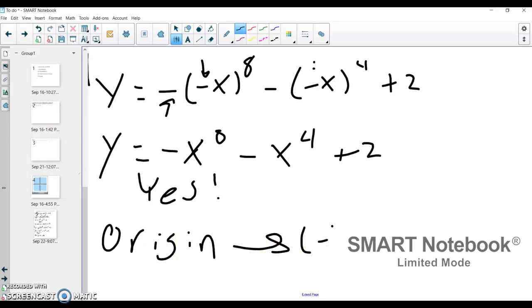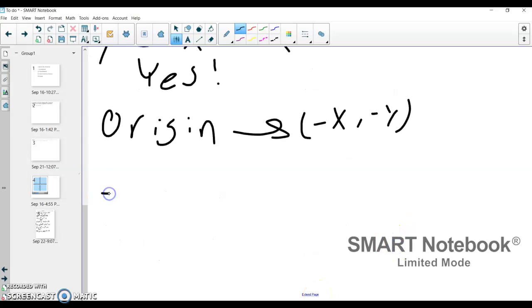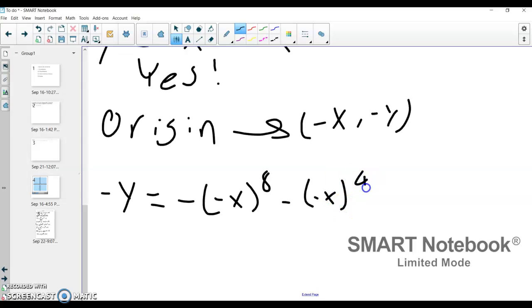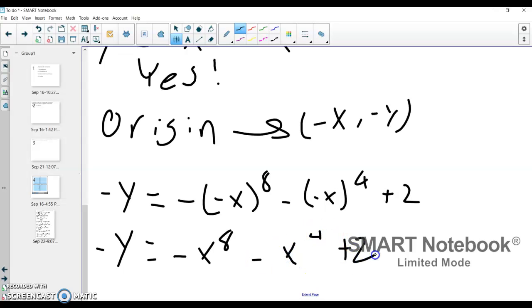For the origin, you plug in a negative x and then a negative y. Well, you plug them in at the same time, and so this becomes negative y equals negative x to the 8th minus negative x to the 4th plus 2. Well, this is negative y on the outside. We're going to see the same kind of thing happen here where because we're using these even powers, it's going to be negative x to the 8th. Again, the one on the outside stays, the one on the inside goes away. Minus x to the 4th plus 2.